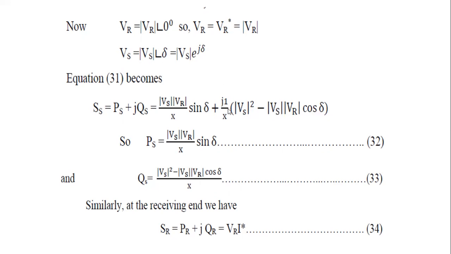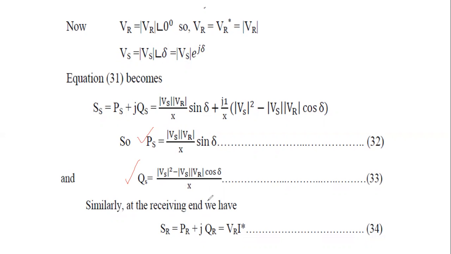Taking the 1 by X term common in this equation, it becomes Vs square minus Vs Vr cos delta. Therefore the formulas for the active power and the reactive power are: Ps is equal to Vs Vr by X sin delta, and Qs is equal to Vs square minus Vs Vr cos delta by X.